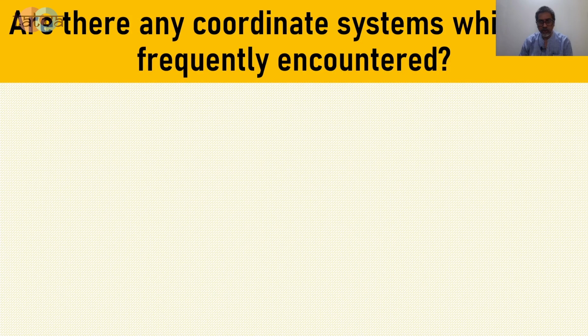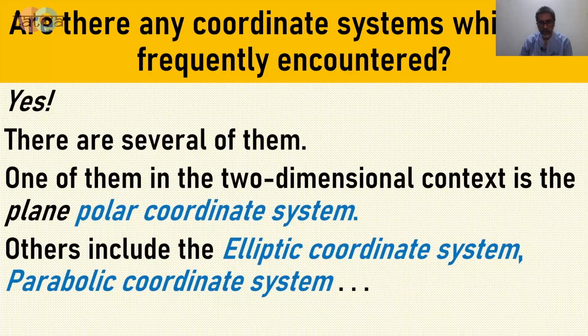Are there any coordinate systems which are frequently encountered? Yes, there are several of them. One of them is very popular, known as the plane polar coordinate system. And there are also other equally popular coordinate systems like the elliptic coordinate system, the parabolic coordinate system, etc. Of course, those are very special situations.